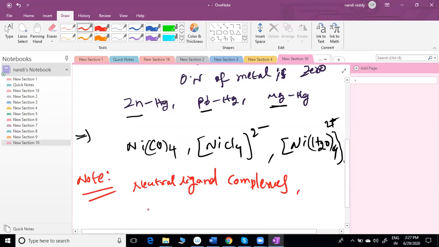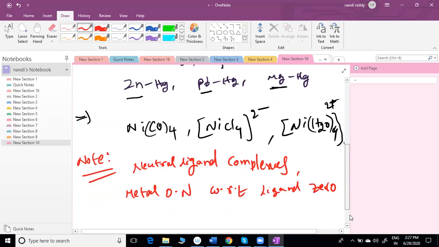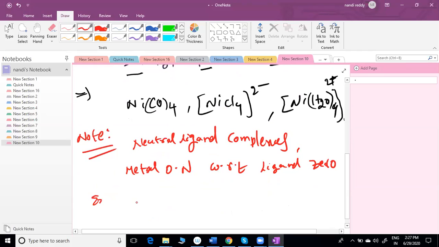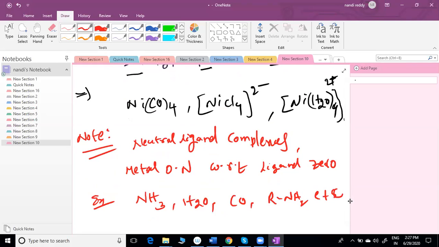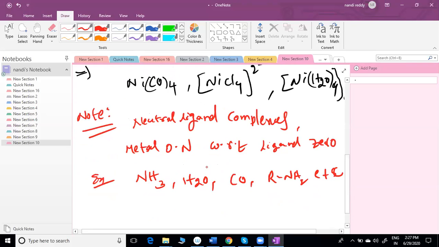The metal oxidation number with respect to a neutral ligand is 0. With respect to the ligand, 0 is the oxidation number. Examples: neutral ligands mean there is no charge. NH3, H2O, CO, RNH2, etc. These are neutral ligands. When they are forming complexes, their oxidation number is 0.